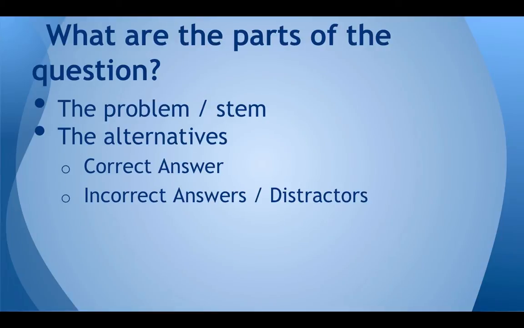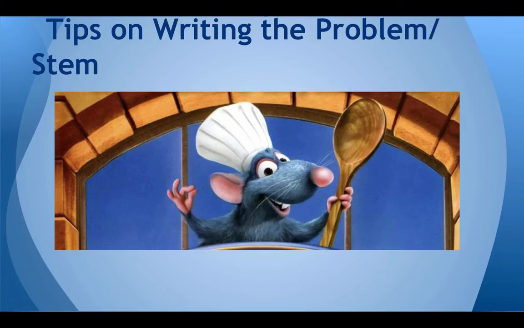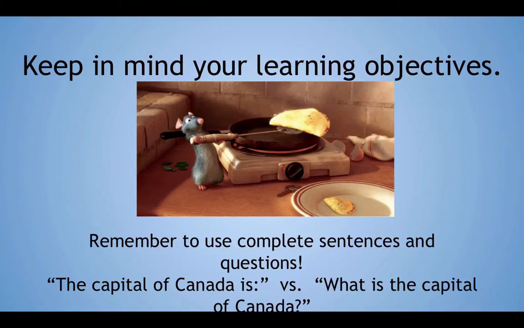Now we'd like to look at what are the parts of a multiple choice question. The question part or the problem is often called a STEM, and if you were to do research on this, that's probably the terminology that you would find. And then the alternatives or answers include a correct answer and then several incorrect answers or distractors as they are known.